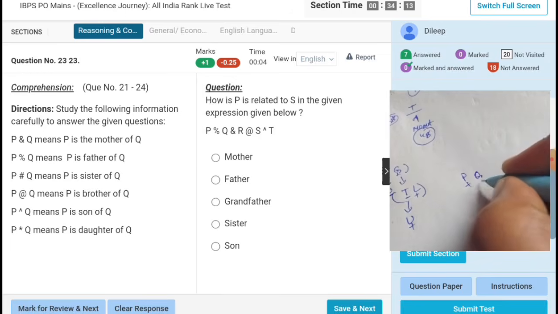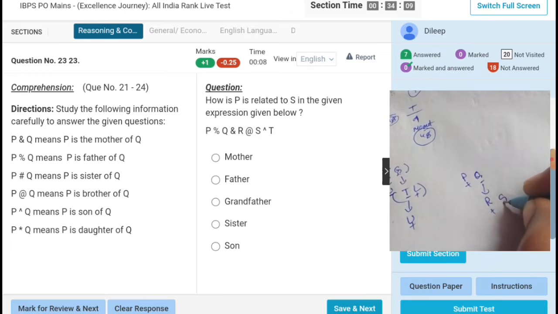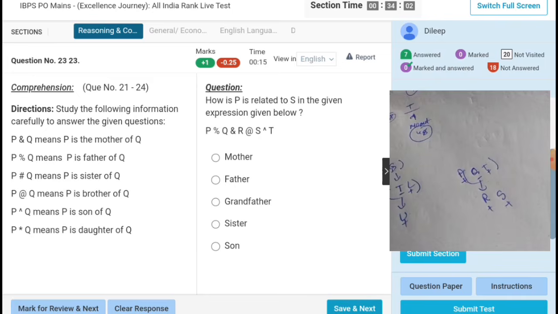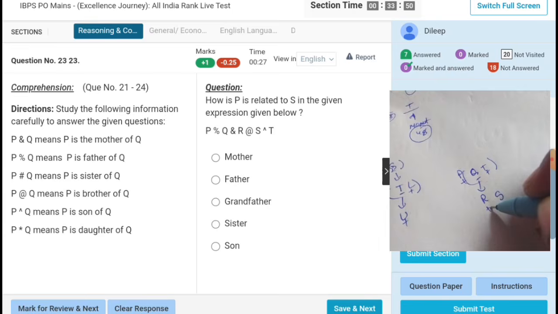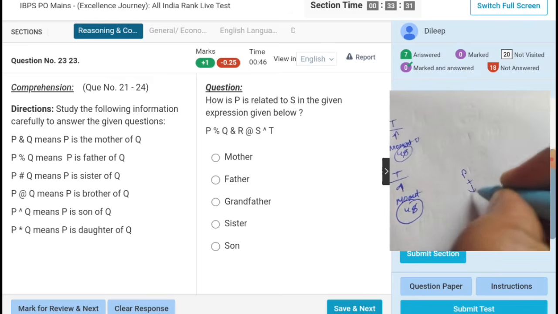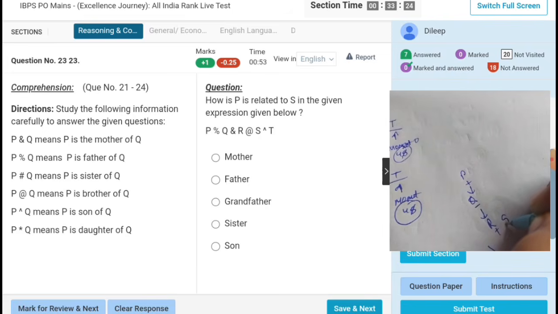Third one. P is the brother of Q, and Q is the mother of R. R is the brother of S, and S is the son of T. P related to L? P is the father of Q, and Q is the mother of R, and R is the brother of S. S is the son of T. Grandfather.